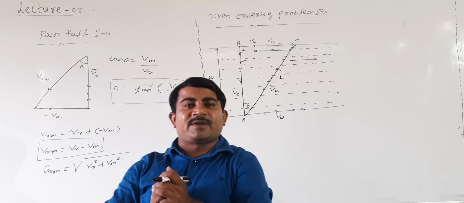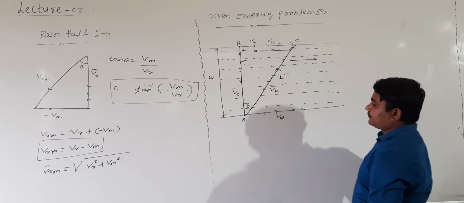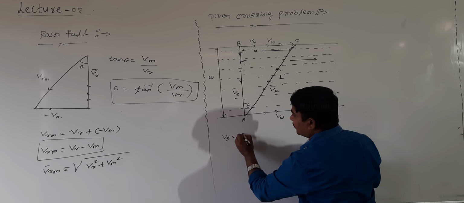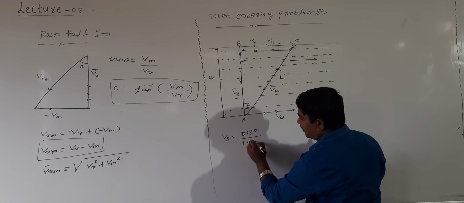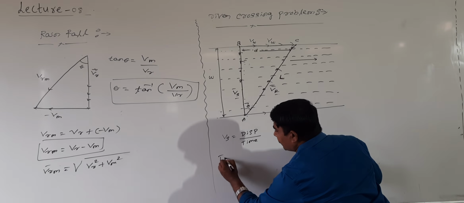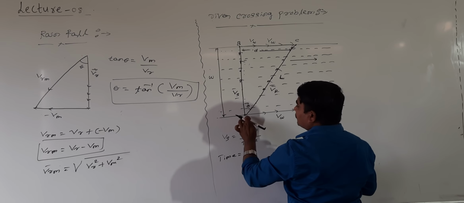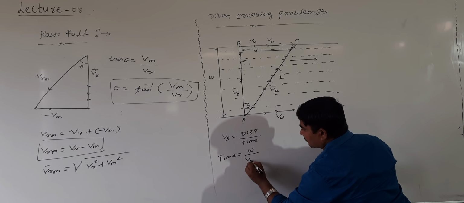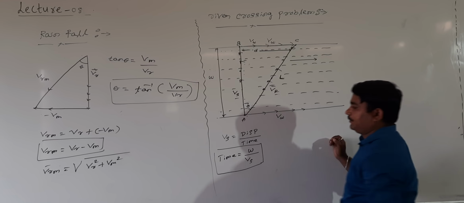Shall I calculate the time taken by the person to go from A to B? See here, how to calculate the time? We know velocity is equal to displacement divided by time. Then what is the time here? Displacement can be represented by the width W. What about the velocity Vs? Time taken by the person to go from A to B is W divided by Vs.